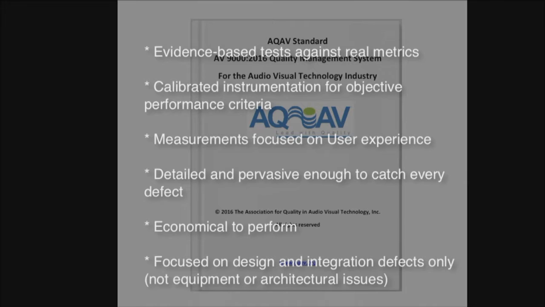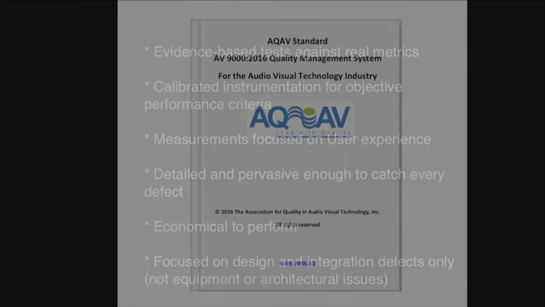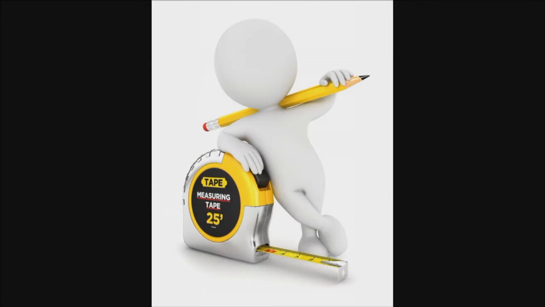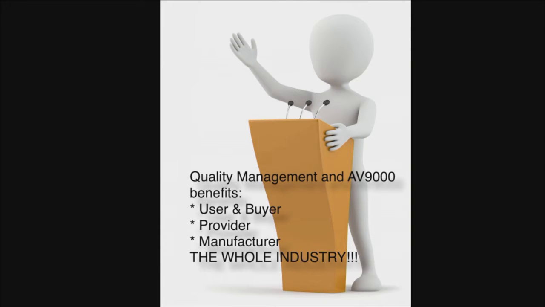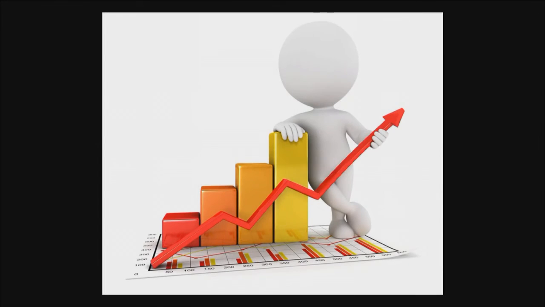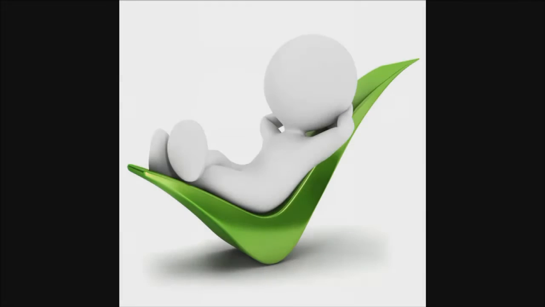These metrics are economical to perform, and they are in the form of simple checklists that address every major milestone in the development of a project to monitor and identify every defect in product, installation practices, and performance. It's just as your father taught you: when you build something, measure twice, cut once. Properly applied, the standard not only gives the AV buyer everything he expects and deserves, but it also produces many benefits to the AV provider as well. Higher profits, more repeat sales, more sales in general, and higher morale and retention.